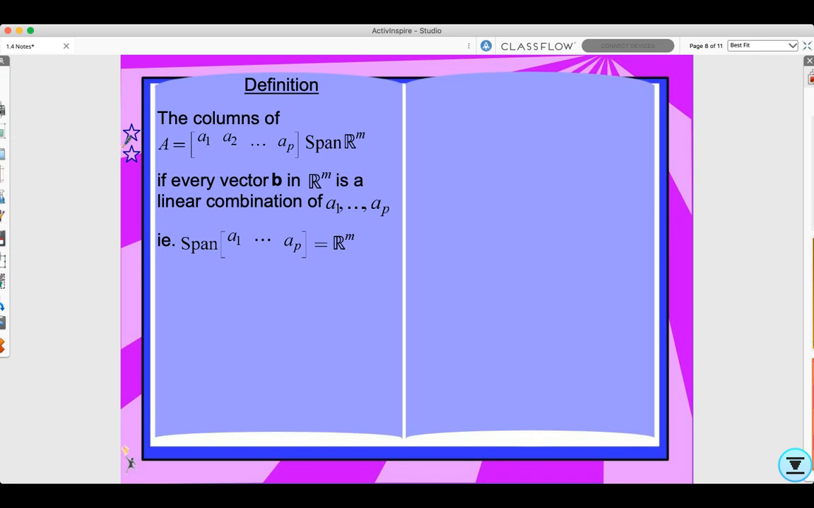So here we have a definition. The columns of A span R^m if every vector b in R^m is a linear combination of a1 to ap.